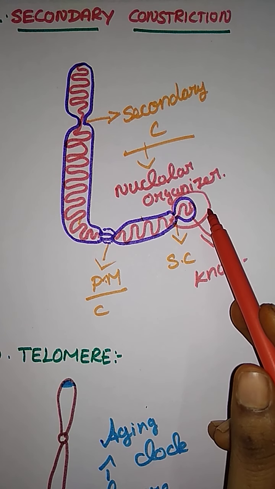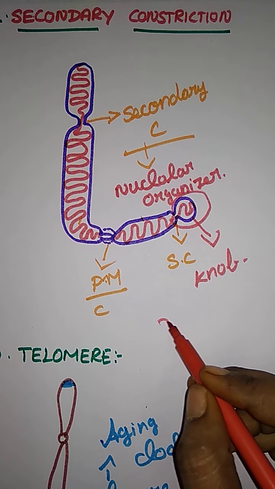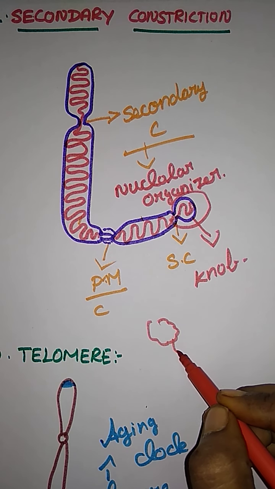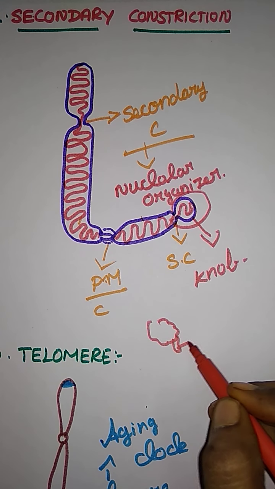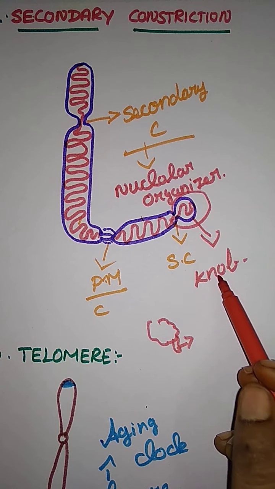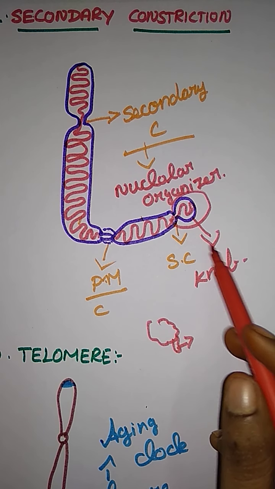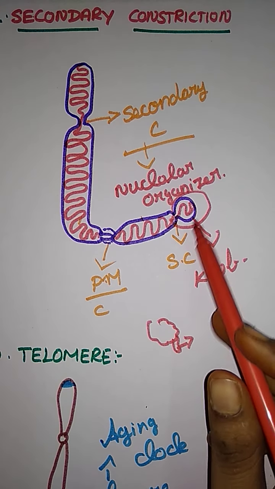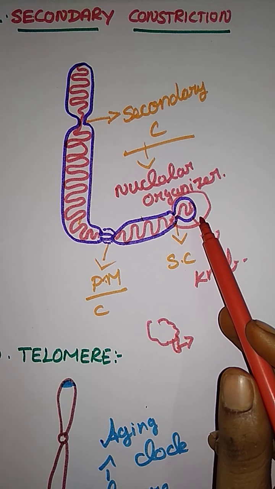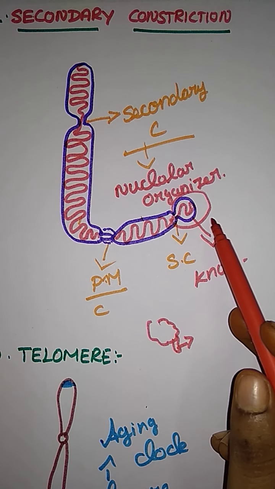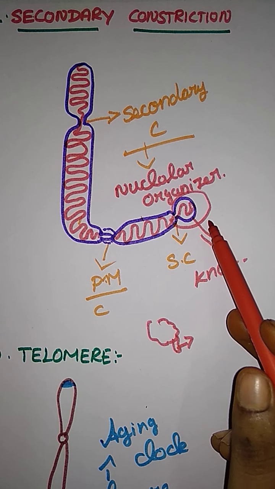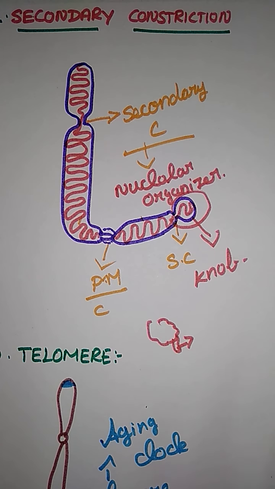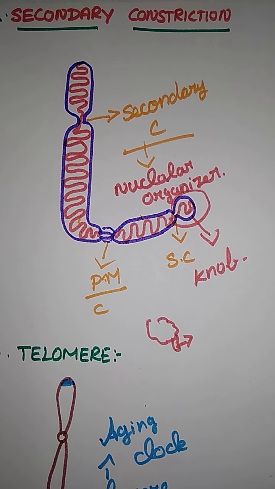What are appendages? In the large intestine, at the end part, there is an appendix. Same like that, here knob-like appendages at the end of a chromosome are also known as a satellite chromosome or SAT chromosome. That is what we said in the definition, SAT chromosome or satellite chromosome. So that's it for the regions of chromosome.